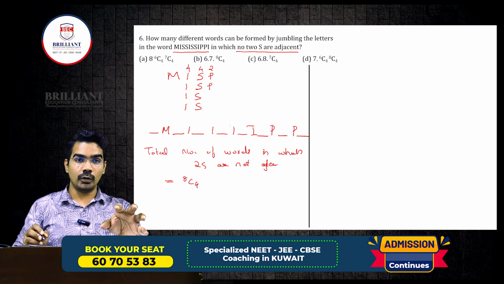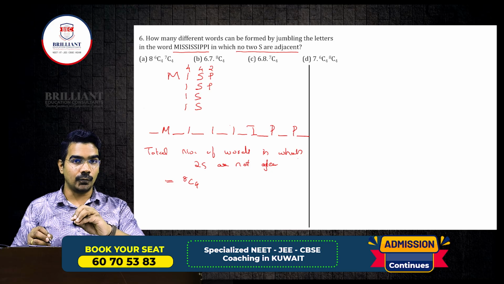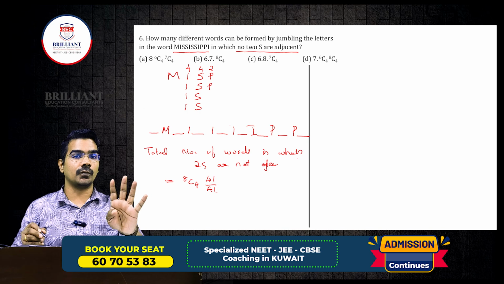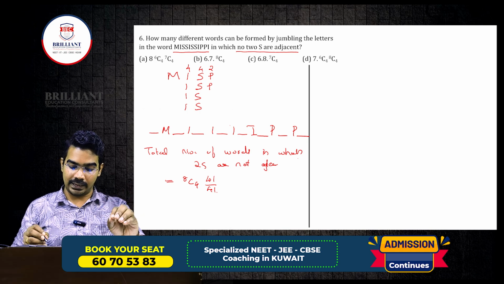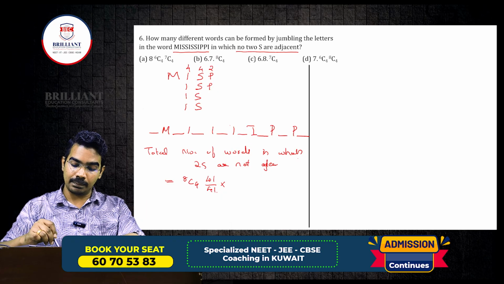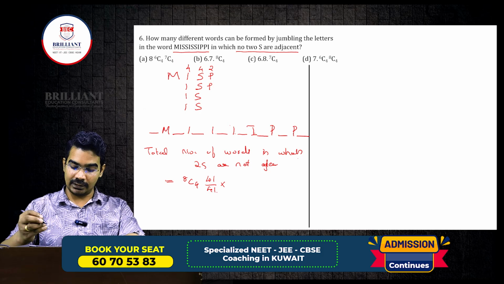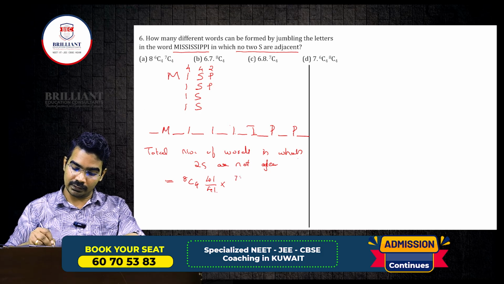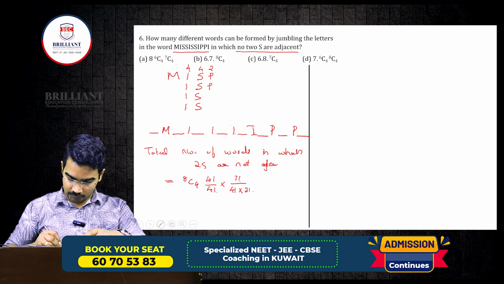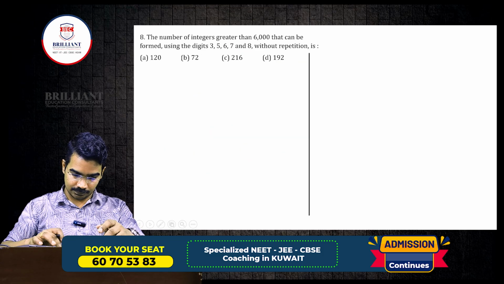8C4. Now you have to distribute these 4 S's into 4 slots, that is 4 factorial by 4 factorial, because the 4 S's are of the same kind. Now you have to distribute MIP's into 7 slots, that is permuting 7 factorial, divided by, you have 4 I's, so 4 factorial, into 2 P's, 2 factorial. So how do you arrange this?